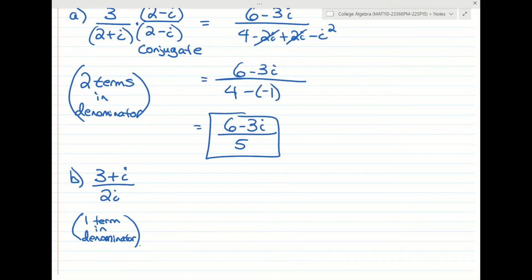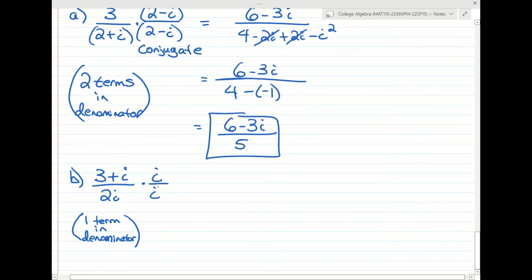You just want to get rid of the i in the denominator. So if it's just one term, you don't have to multiply by 2i. The 2 isn't a problem. The problem is the i. All you have to do is multiply the numerator and the denominator by i over itself. That'll make the denominator into i squared, which gets rid of the whole complex number.